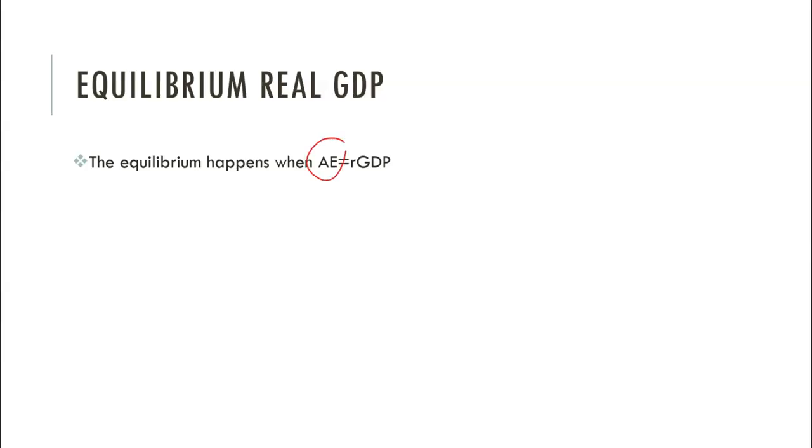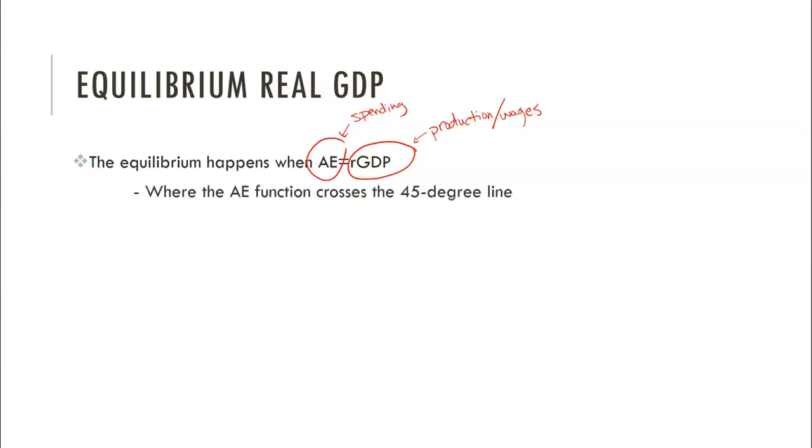So aggregate expenditures represents the spending side. And real GDP represents the production side, or the wages. So production and wages and spending. So we say there's an equilibrium when those two things are equal. We've got money going back and forth between households and businesses. On our graph, this is going to be any point where that aggregate expenditures function crosses the 45-degree line.